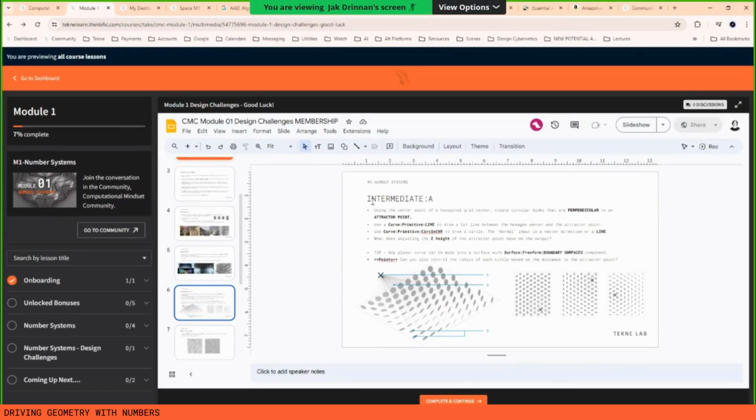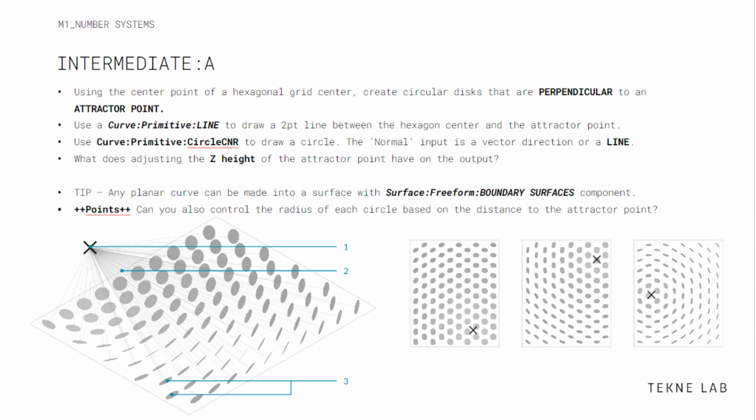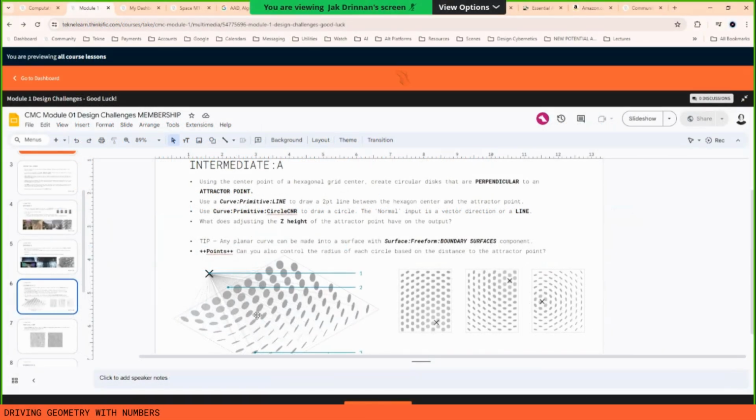I'm going to give a quick overview of this intermediate design challenge while you're getting ready. The idea of this design challenge is to have a series of disks that are all pointing towards and facing an attractor point. It's kind of an extension of what the attractor is, but instead of using the attractor to affect the height of something, we're now using it to affect the direction of something. So using the center point of a hexagonal grid, create disks that are perpendicular to an attractor point.